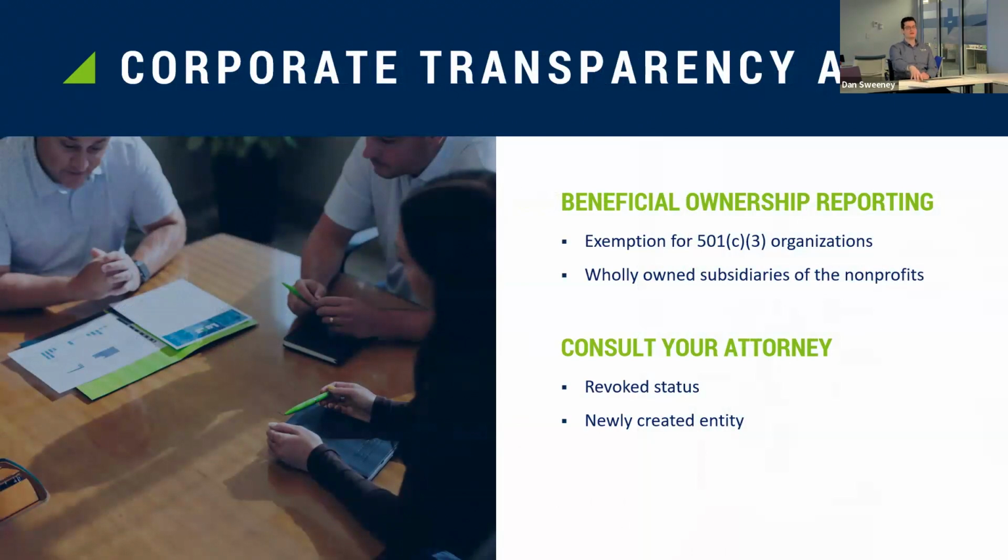The good thing is there's a list of exceptions, and there is an exception if you're a 501(c)(3) organization, which would be your public charities and your private foundations. You would not have to file one of these beneficial ownership reports. You do not have to go on to the FinCEN website, don't have to register. Likewise, if I'm a wholly owned subsidiary of a nonprofit, I wouldn't have to file one of these reports.